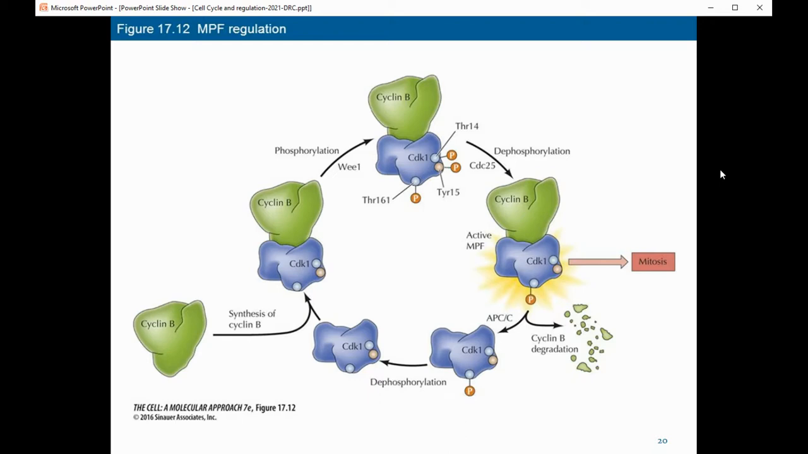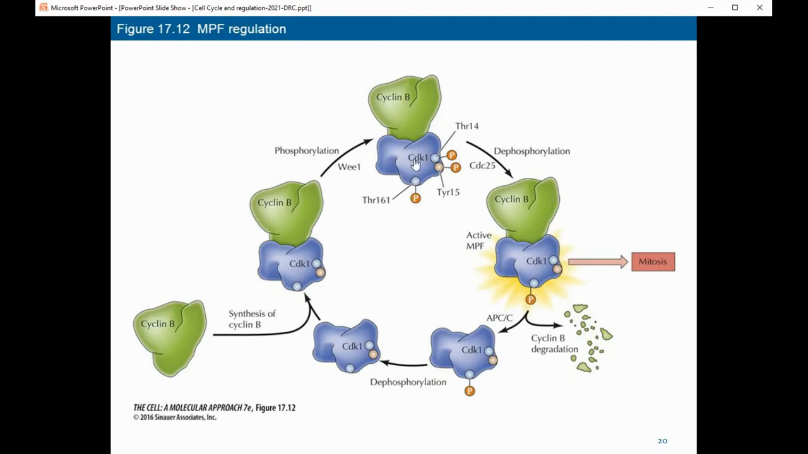Throughout the G2 and S phase, cyclin B and CDK1 keep on associating and forming this complex. However, in this position, they are not in the active form. With the help of a protein kinase, phosphorylation takes place at threonine 161. This phosphorylation is necessary for activation of this CDK.